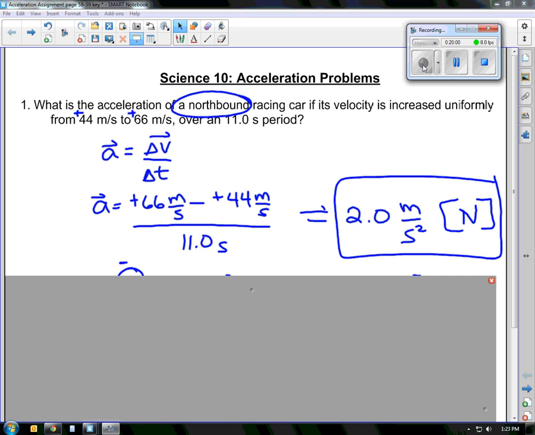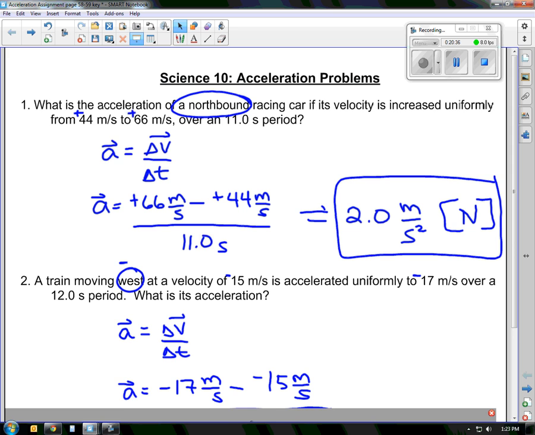So here you have sample problems on page 58 of your workbook, acceleration problems. The first question, fairly straightforward. Acceleration of a northbound racing car, velocity increasing from 44 to 66. So we've got speeding up in a positive direction. It's going to be positive acceleration. To figure out your change in velocity, it's velocity final, 66 meters a second, minus velocity initial, 44 meters a second, divided by 11 seconds, answer 2.0 meters per second squared north.